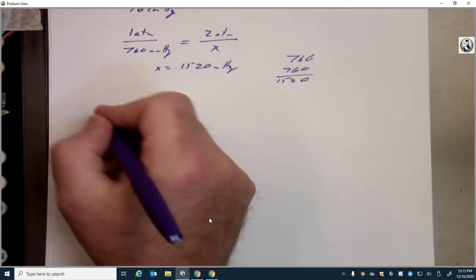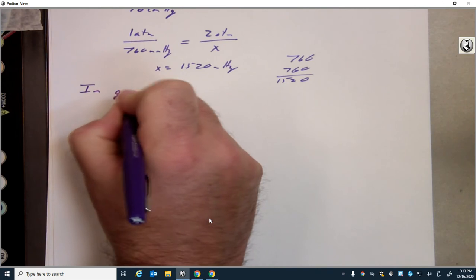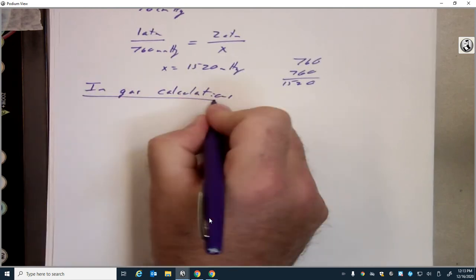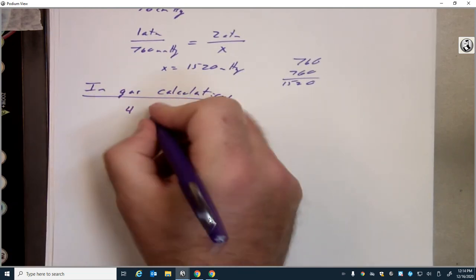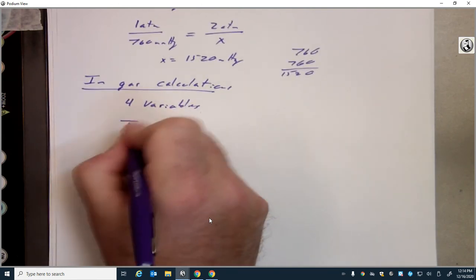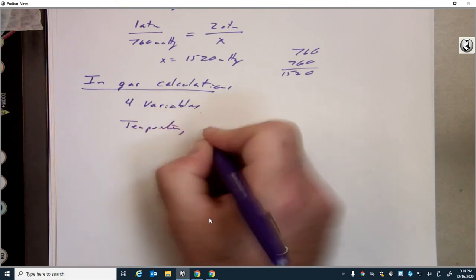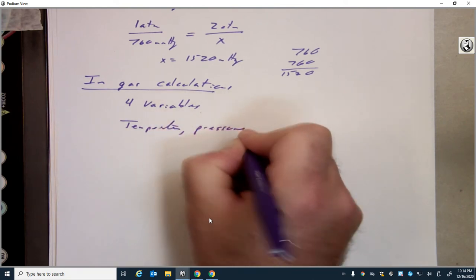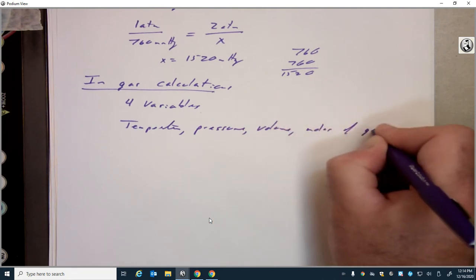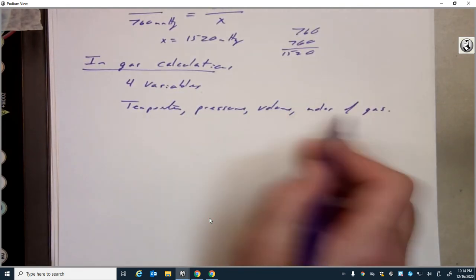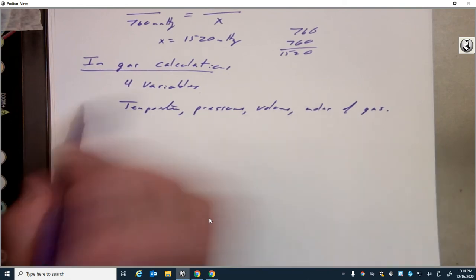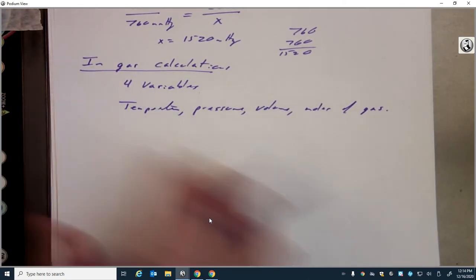All right, so now when we're doing our gas calculations, there are 4 variables that we're going to be dealing with: temperature, pressure, volume, and moles of gas. And there are relationships between all of these. And these relationships are called the gas laws.